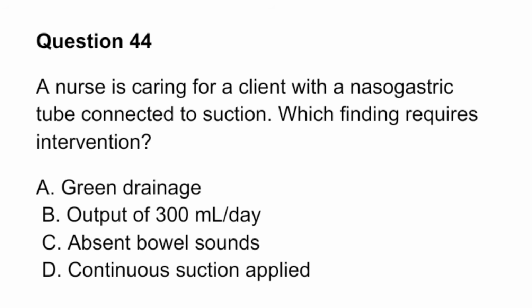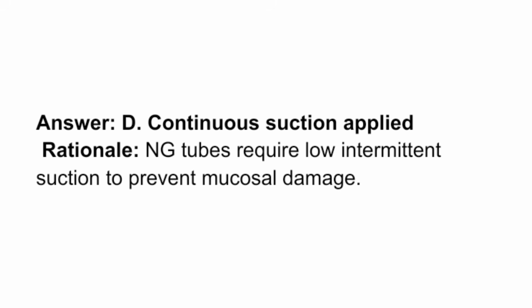Question 44. A nurse is caring for a client with a nasogastric tube connected to suction. Which finding requires intervention? A. Green drainage. B. Output of 300 milliliters per day. C. Absent bowel sounds. D. Continuous suction applied. Answer D. Continuous suction applied. Rationale: NG tubes require low intermittent suction to prevent mucosal damage.